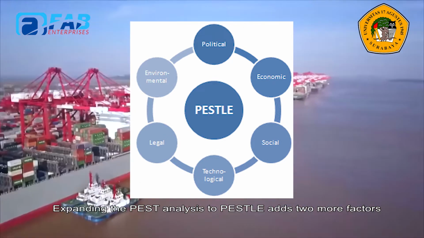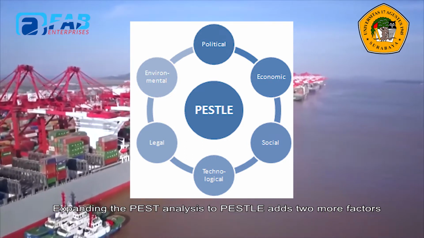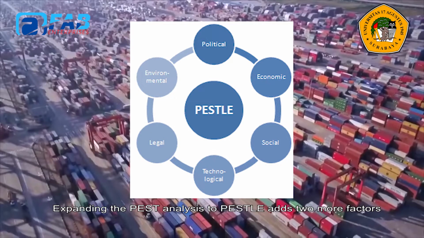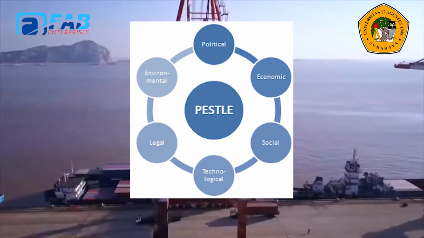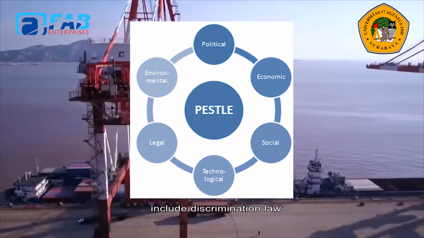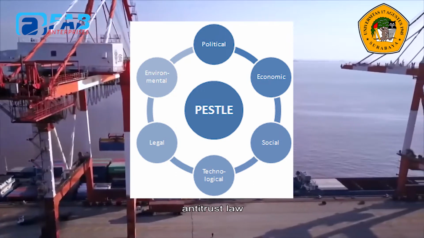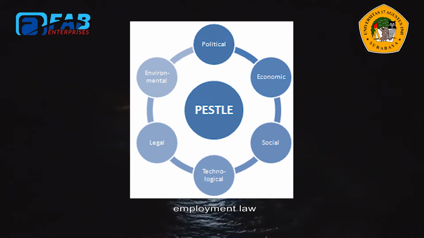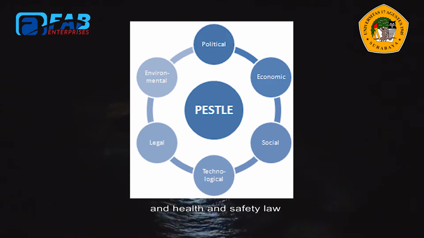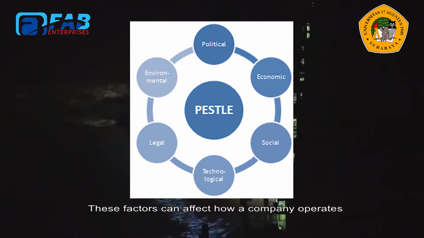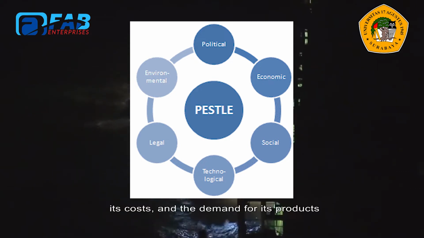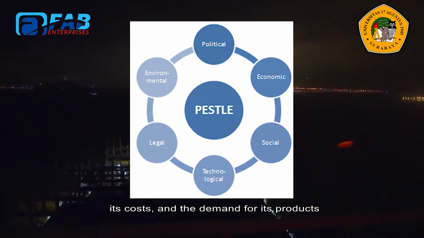Expanding the PEST analysis to PESTLE adds 2 more factors. Legal. These factors include discrimination law, consumer law, antitrust law, employment law, and health and safety law. These factors can affect how a company operates, its cost, and the demand for its products.